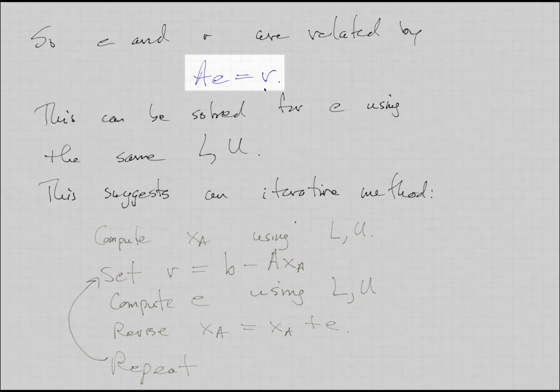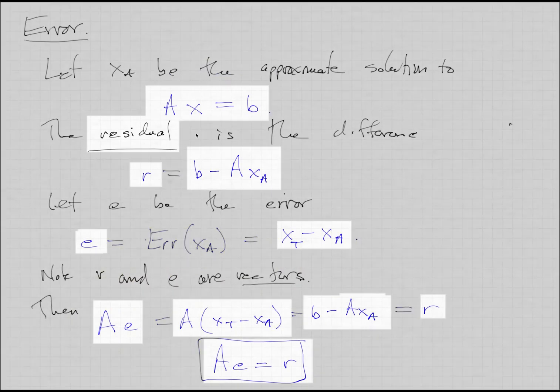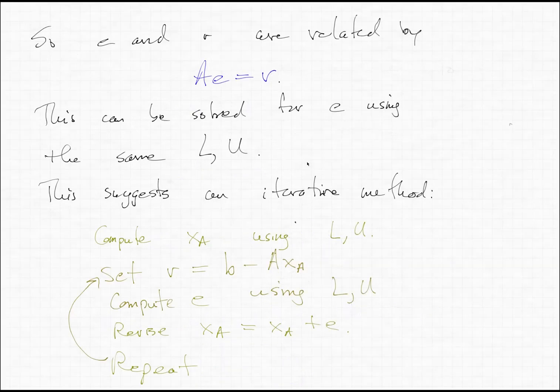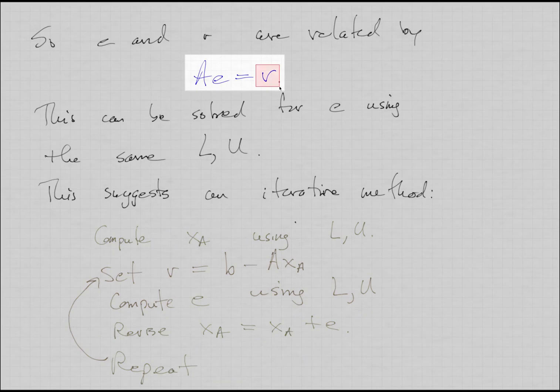Now, the reason this is useful is that r is easy to calculate, right? r is simply given by b minus A x_a. It doesn't involve any row reduction or LU decomposition or anything fancy like that. This is simply matrix multiplication. So we can assume that r can be computed with high accuracy. Okay, so if we can get r with high accuracy, maybe we can use r to at least get an estimate for e, because r and e are related by this equation.